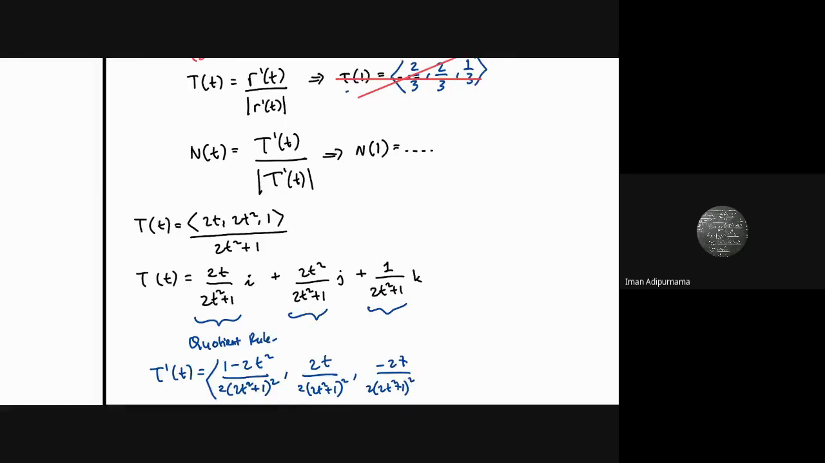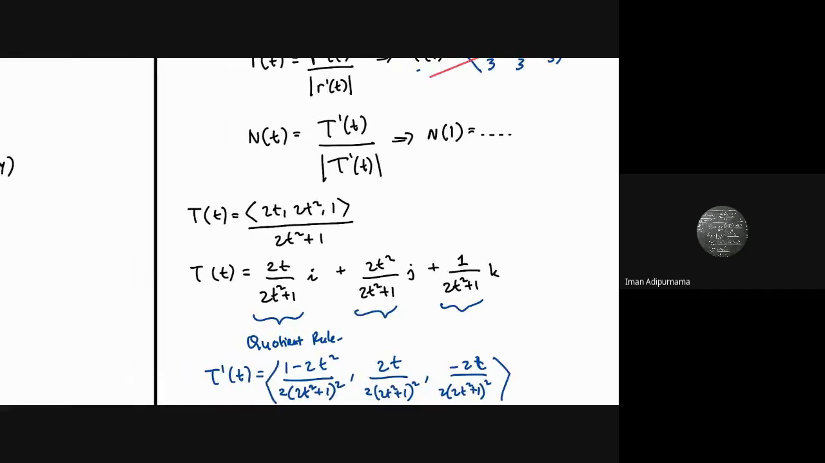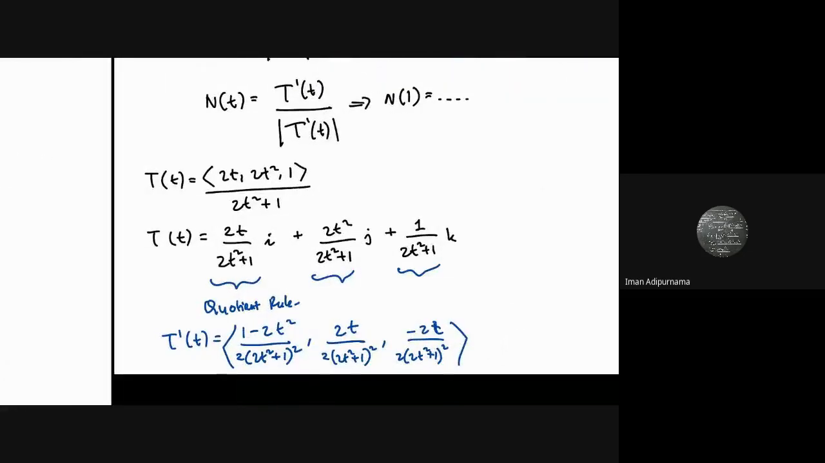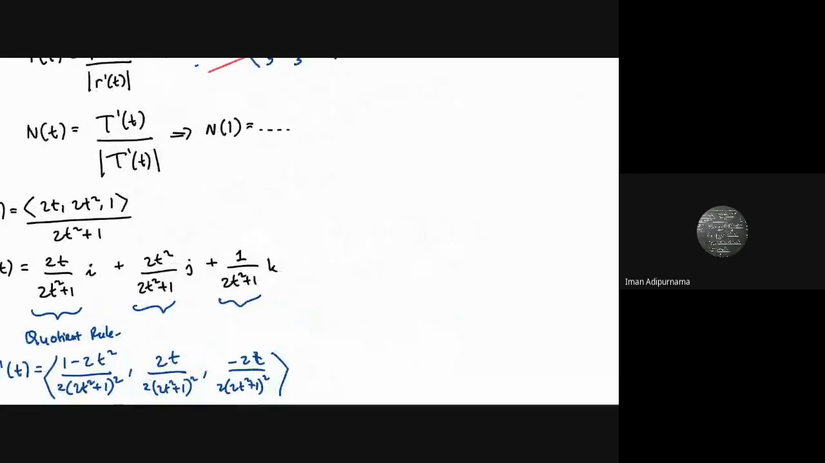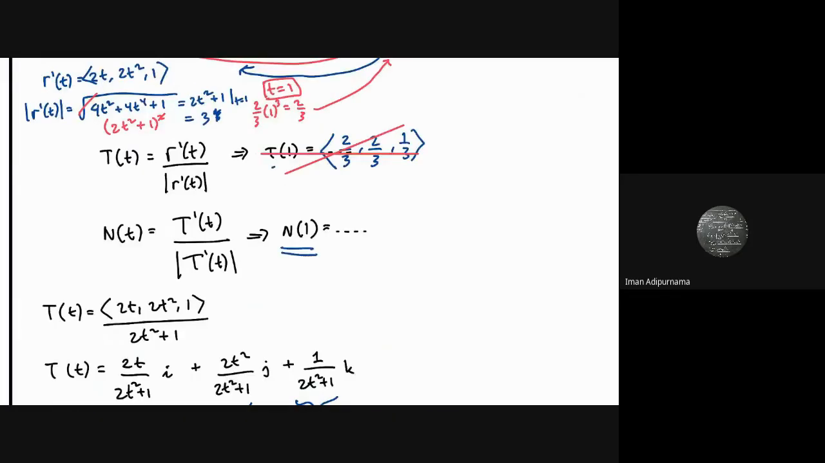I'm not sure this is correct or not, but later I will check. But at least this is what you need to do. So find T prime and then find the length. Find the length and plug in T equals 1, and then you will get the normal vector at T equals 1. Okay, I think that's it for the exercise.